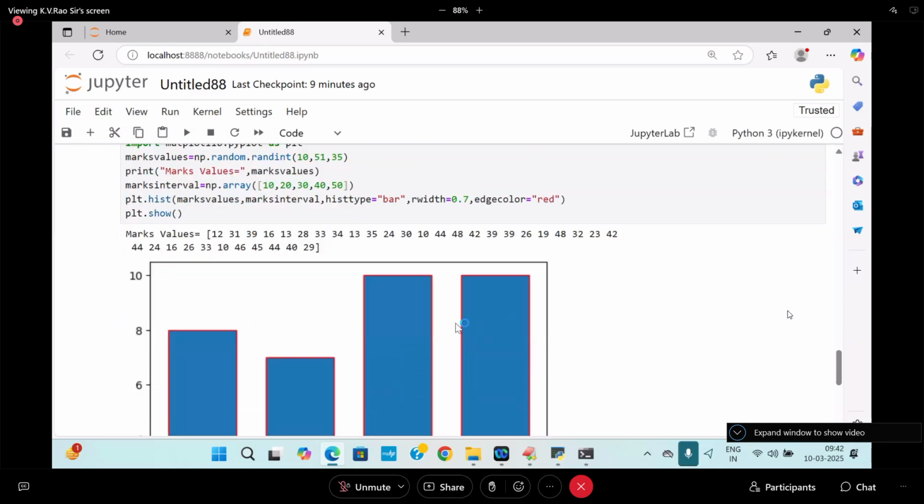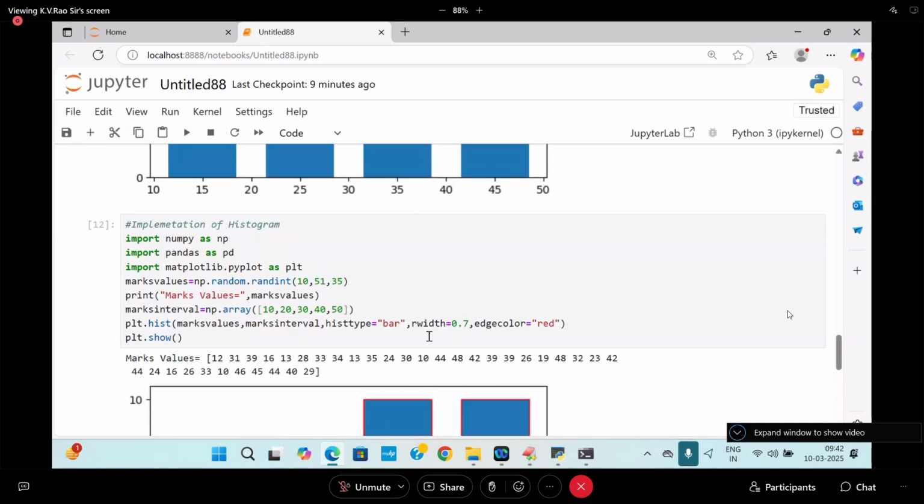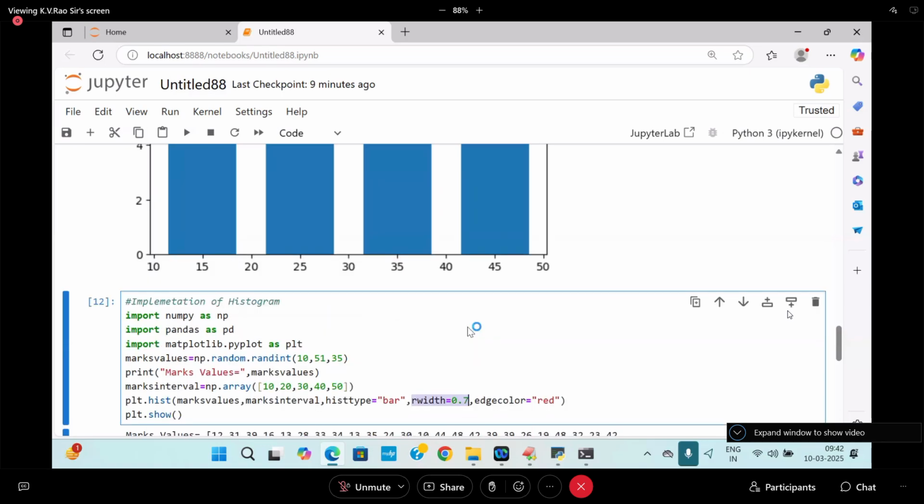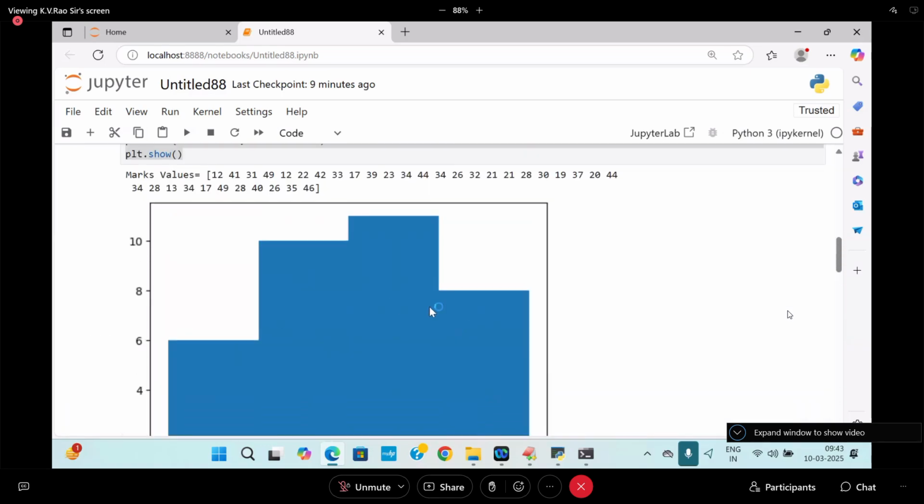Extra presentation for our histogram. This is called which type? Histtype. When histtype comes, then R width will matter. Here in this case, there is no width maintained for this.